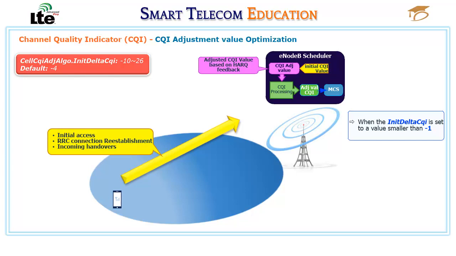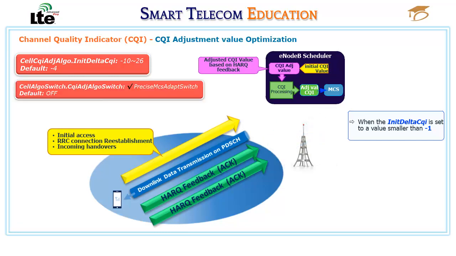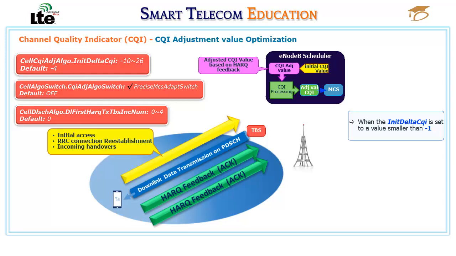When the initial delta CQI parameter is set to a value smaller than -1, and the UE reports consecutive positive ACKs as feedback on downlink HARQ, the downlink throughput can be improved by enabling the precise MCS adaptation switch option of the CQI adjustment algo switch parameter. The eNodeB adjusts the reported CQI value for the UE, and increases the transport block size index used for the first downlink HARQ retransmission. The increased amount is specified by the downlink first HARQ transmission transport block size index number option of the cell downlink scheduling algo parameter.